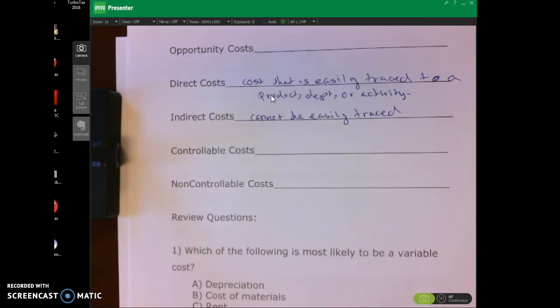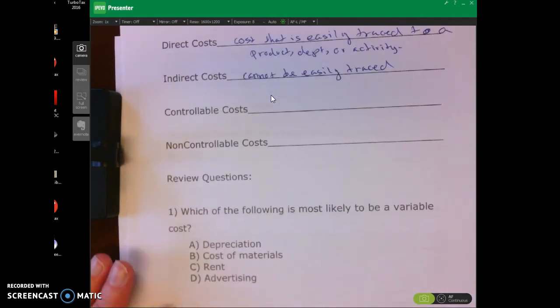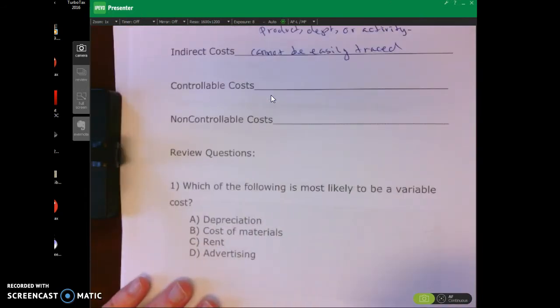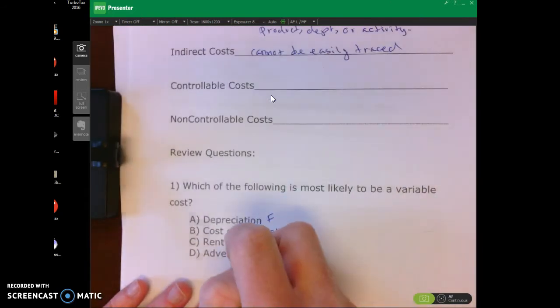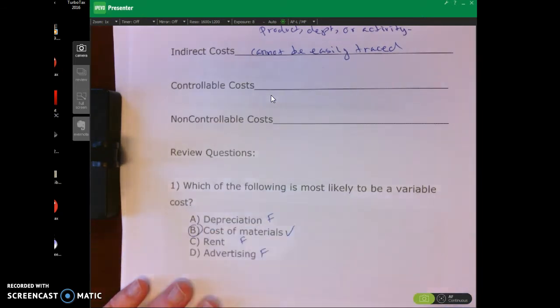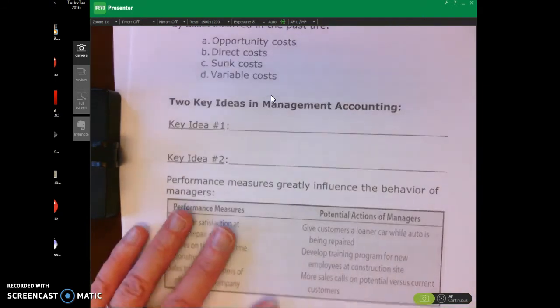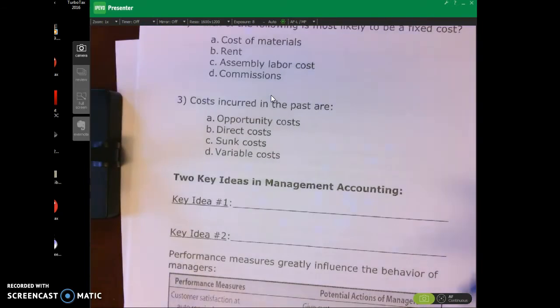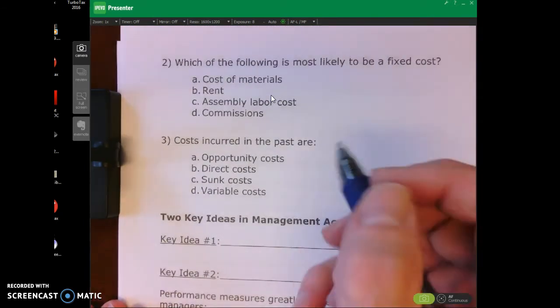Let's talk about some of these review questions very quickly here. Which of the following is most likely to be a variable cost? Depreciation is fixed, rent is fixed, advertising is fixed, cost of materials is variable. Okay? We look over here. Which of the following is most likely to be considered a fixed cost? That's number 2. That's what I'm looking at.